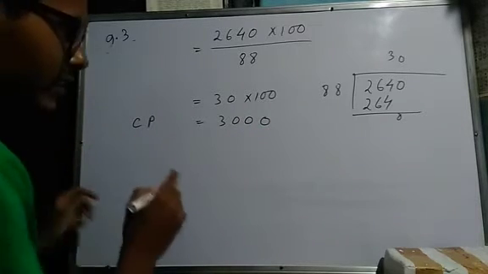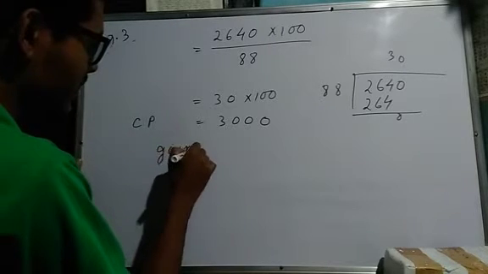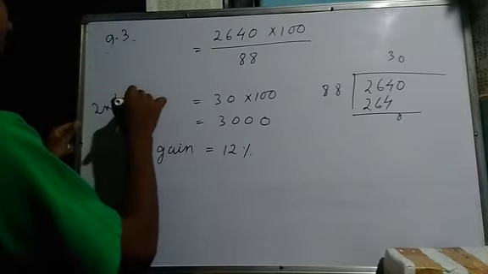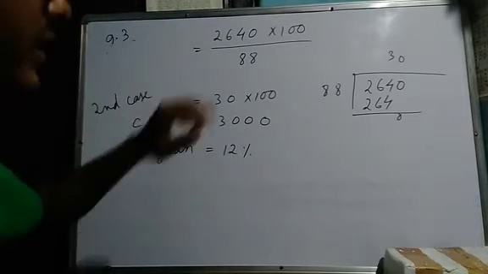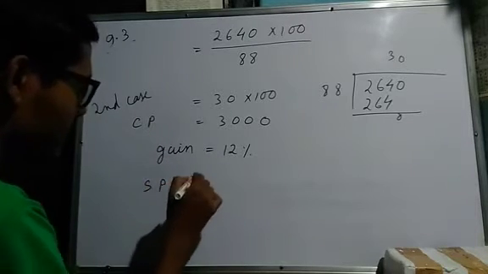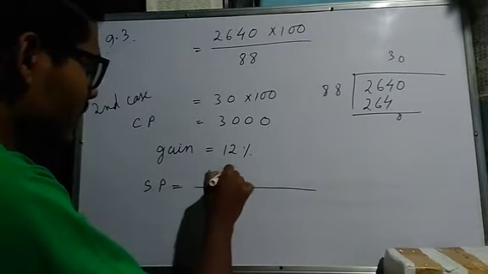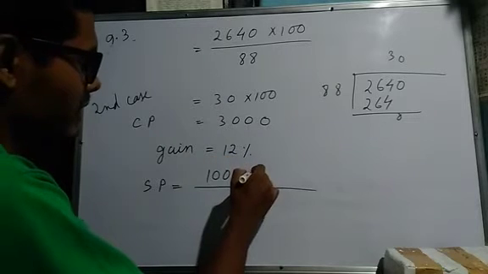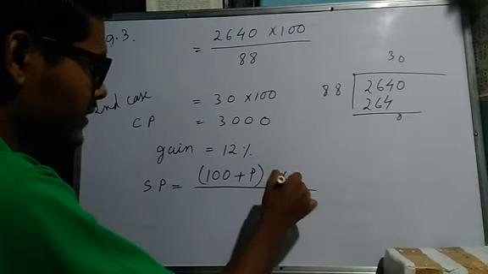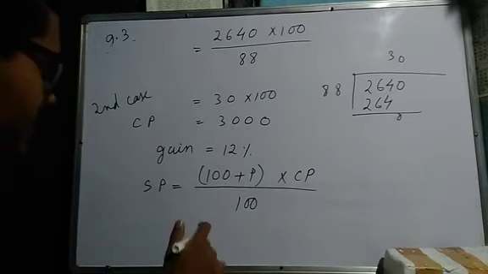Now the shopkeeper wants to sell at a gain of how much? 12%. Gain is 12%. This is the second case. The first one, you write as first case. Now we have to calculate the selling price. So use the selling price formula: 100 plus gain, which is given as 12, multiplied by CP, by 100. This is the selling price formula.